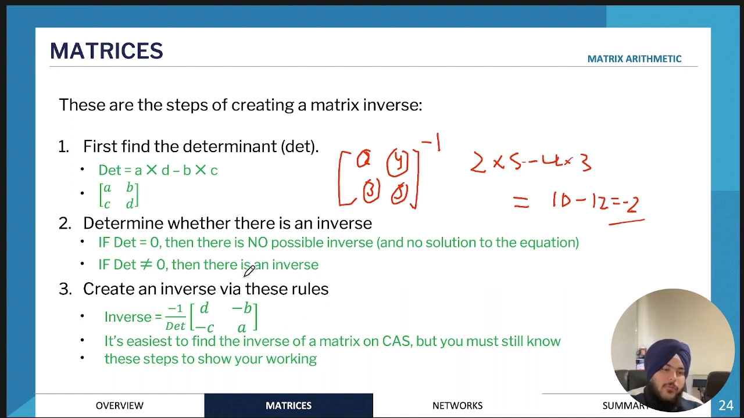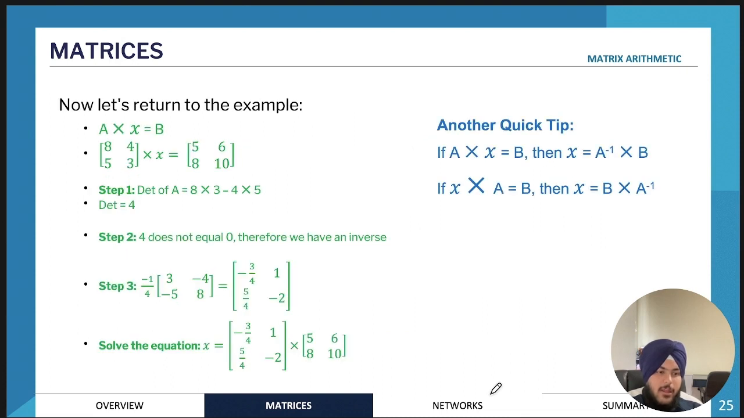And the order is reversed. You have D and A being flipped, so in this case, the 5 and the 2 being flipped, and the B and the C just being negative. And that's how you would find the inverse. A little bit weird, but pretty straightforward. But just using your CAS would make it really straightforward.